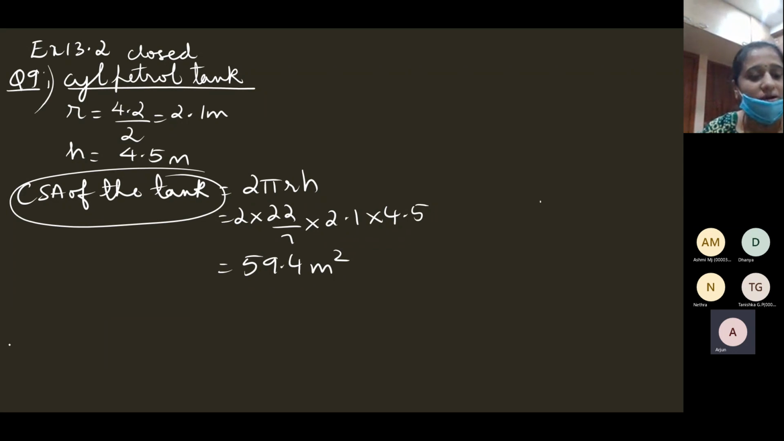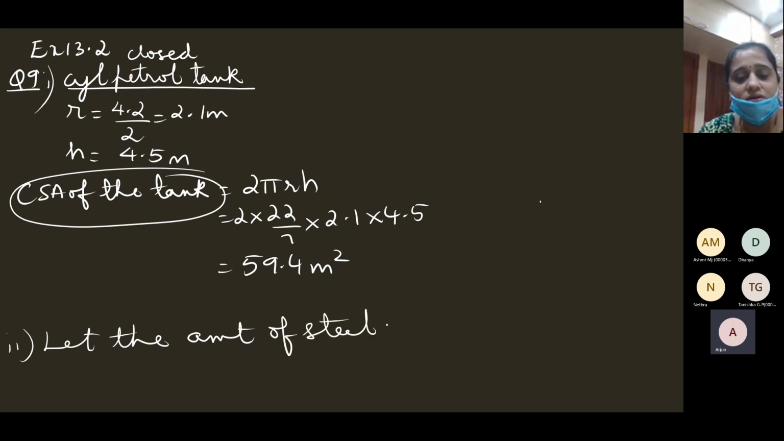Since we do not know how much was purchased, we'll say this is the answer to the first part. The second part now. Let the amount of steel purchased be x meter square.